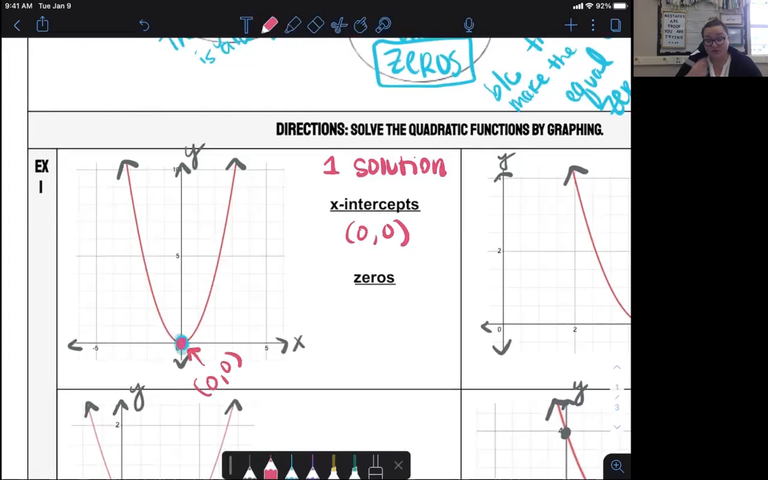And then our zeros, so there are two ways to write your x-intercepts or your zeros. You can write them as a point, and you can write them as what we call zeros. And when you do that, you write x equals whatever the x value is at that point. So my x value is 0. So that means that my zero is x equals 0.